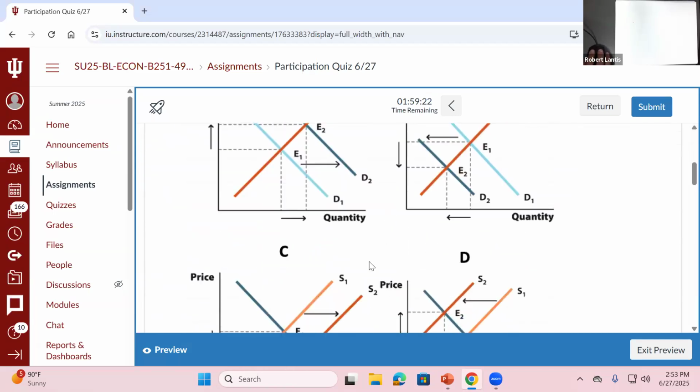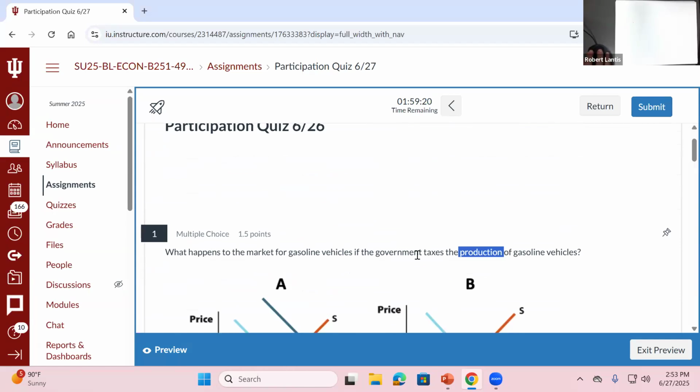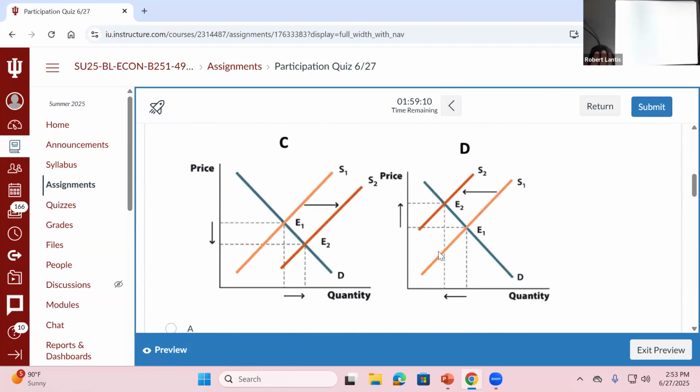In terms of which of these represents this: if I have taxes, what have I really done? I've increased the input prices. So if I increase input prices, are companies going to want to supply more or less than before? Less. What does a supply decrease look like? It's that supply curve moving towards that 0 quantity point, or a leftward shift.